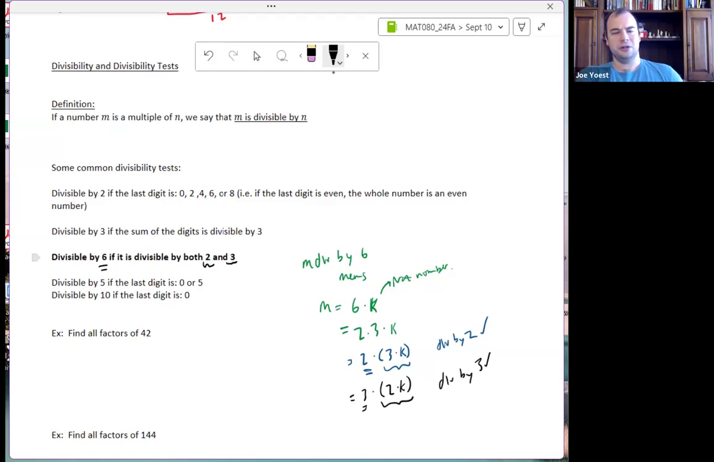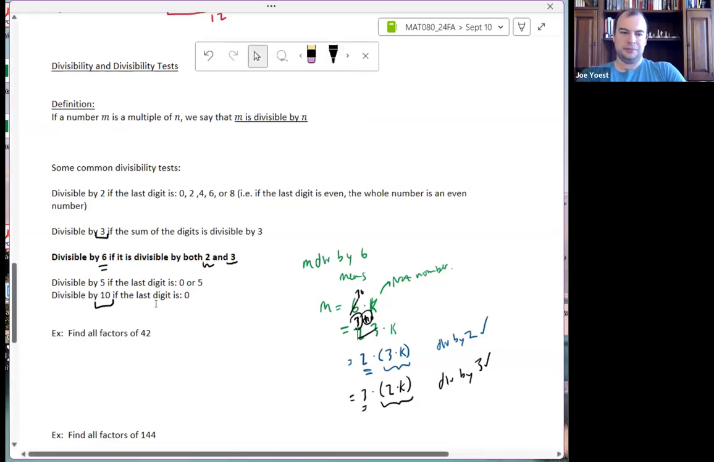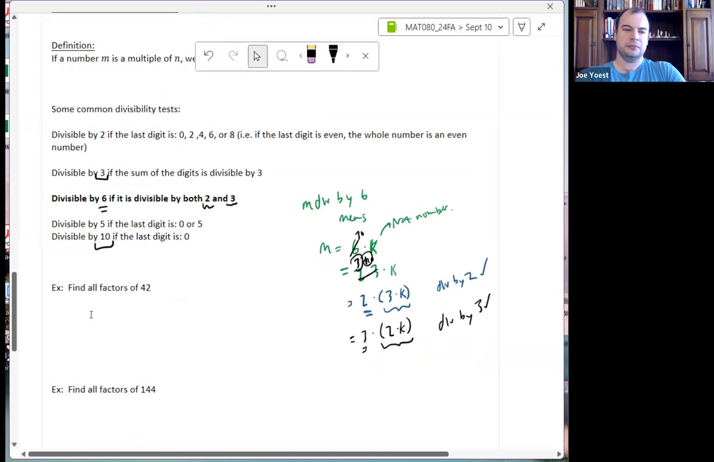Or if I wanted to know, say, if a number is divisible by 30, I could check that it's divisible by 10 and divisible by 3, because 30 is 3 times 10, right? So if I had say a 30 here instead, I could think of that as 3 times 10 times k. So I just check my divisibility rules for both 3 and 10. So we can make new divisibility rules off of current ones.